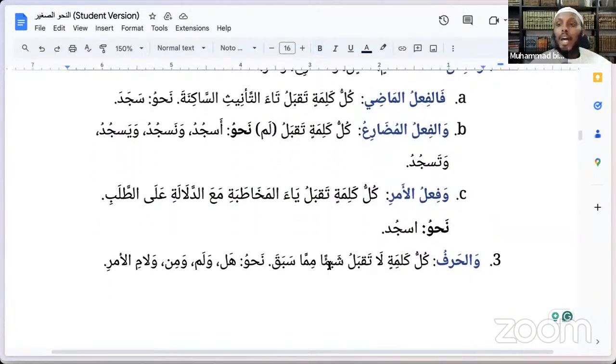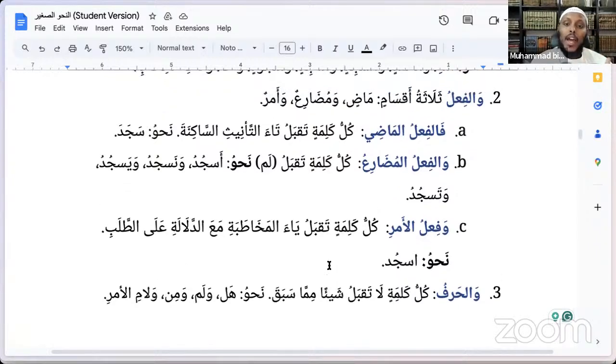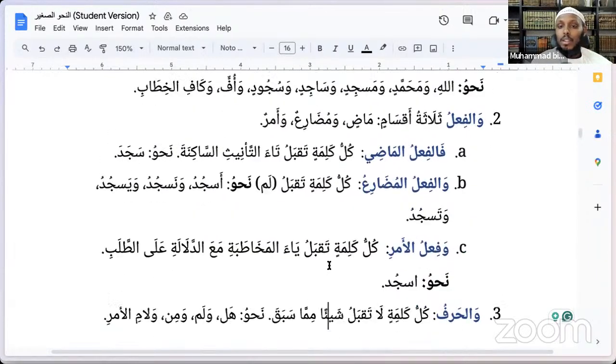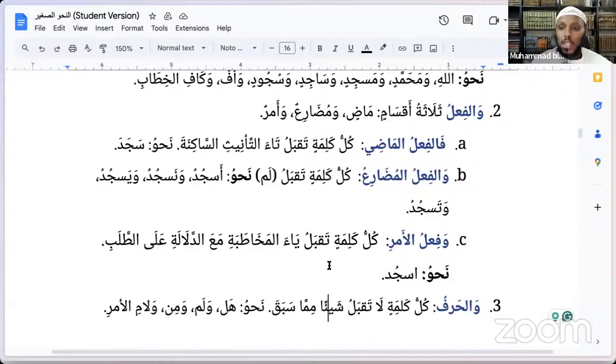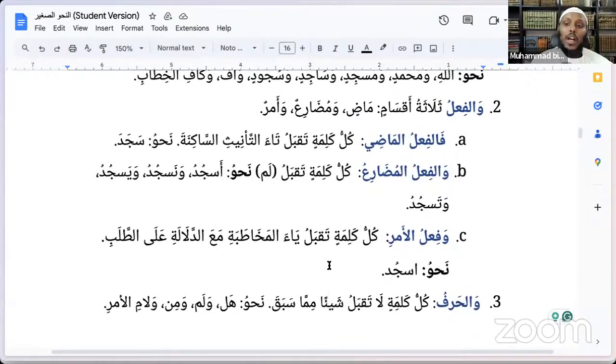And then finally, al-harf. كل كلمة لا تقبل شيئا مما سبق. Any word that does not have any of these signs. It doesn't have al, it can't accept tanween, it doesn't have حرف الجر in front of it. That's what we call حرف. So حرف itself doesn't really have specific signs. It's just that if it's not an ism, it's not a fi'l, it has to be a حرف.